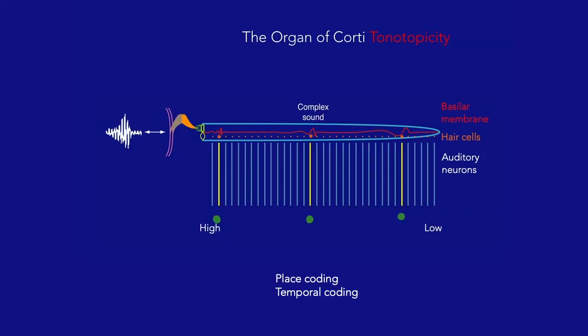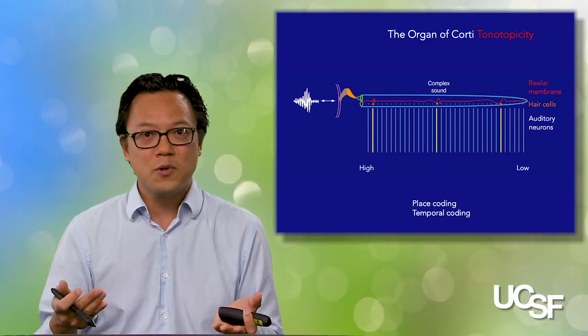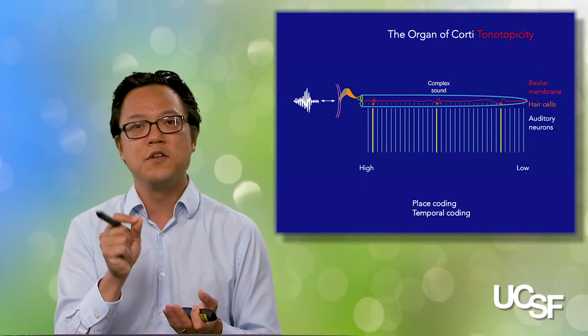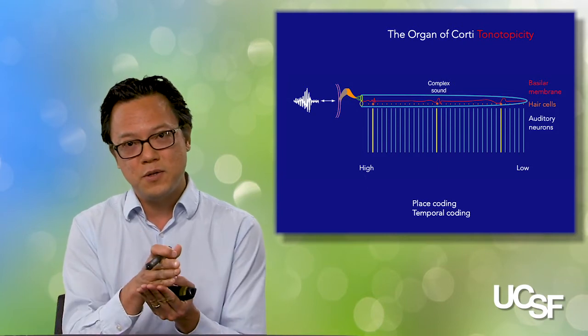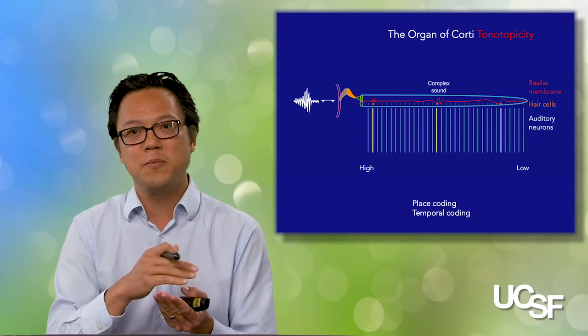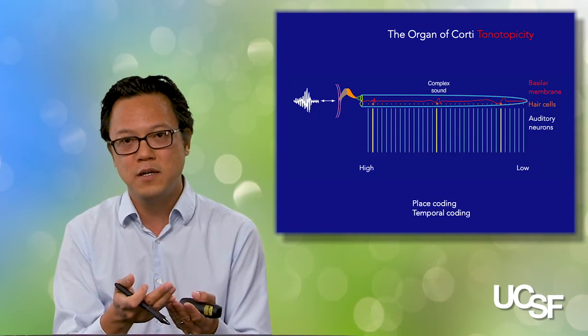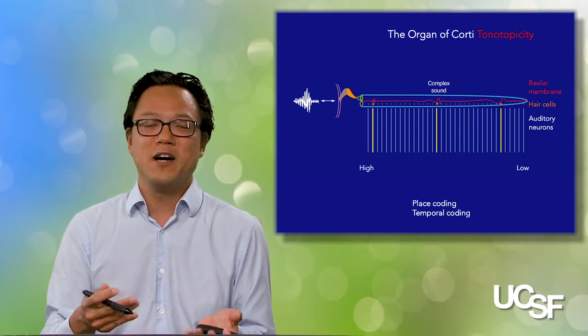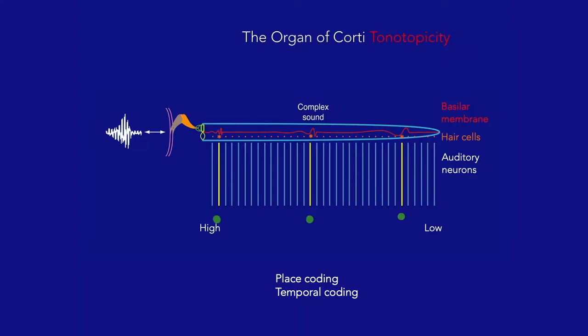And this is referred to as place coding. So the frequency of the sound is represented by the place of the neuron along this array. You can also have some temporal coding, which means that the rate of the nerve firing is somehow synchronized to the actual sinusoidal pattern of the sound that is coming in. And there's an ongoing debate right now as to the relative roles of place coding and temporal coding in how we perceive and how our brain understands sound.